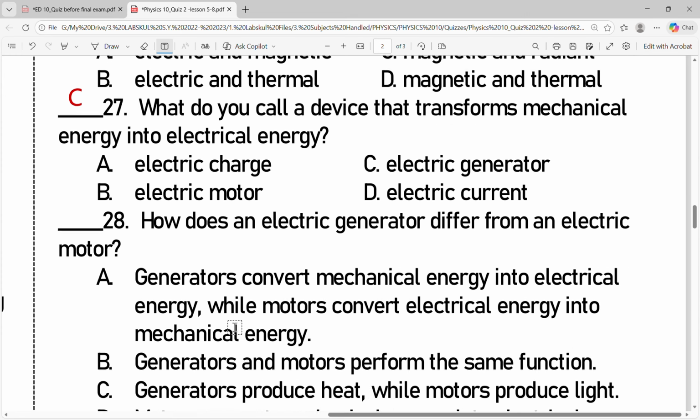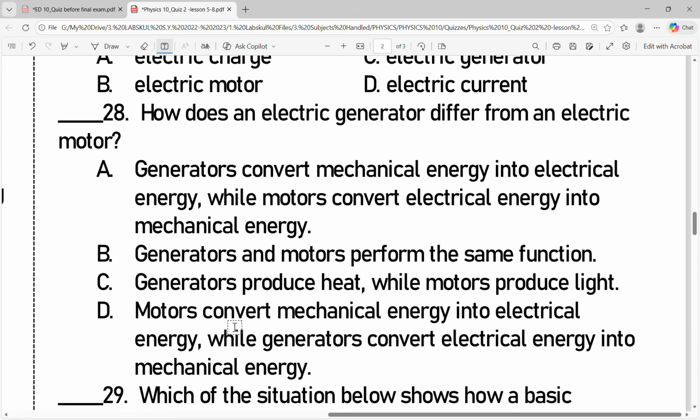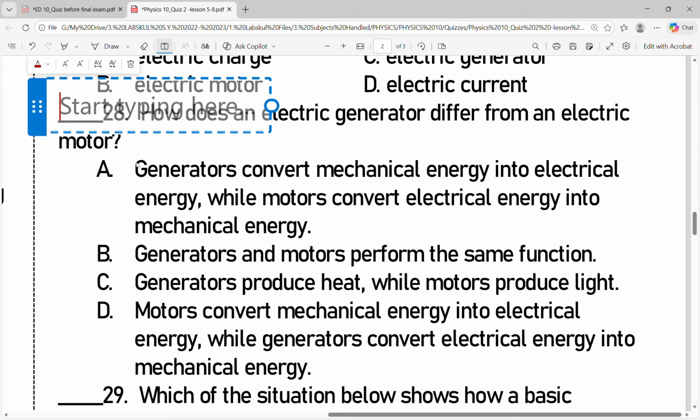Number 28. How does an electric generator differ from an electric motor? So generators convert mechanical energy into electrical energy, while motors convert electrical energy into mechanical energy. So this is the correct answer.